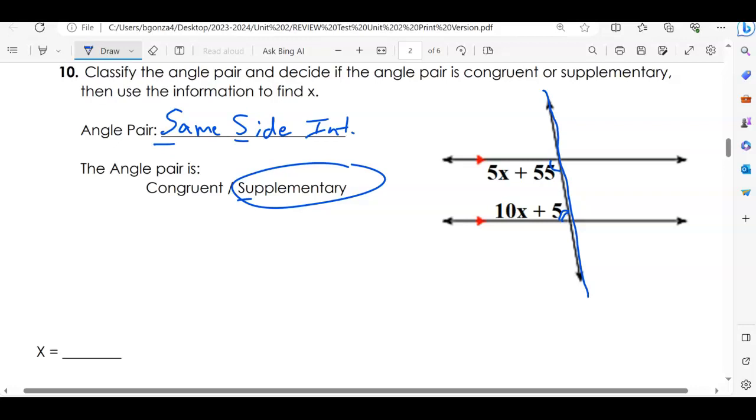So do not set them equal, right? If they're supplementary, they're not equal. That's what congruent is. Supplementary is when you add them together. So I'm going to have 5x plus 55. And then supplementary tells me to add them together. Plus 10x plus 5. And that's going to equal 180 degrees. That's what supplementary means. Okay?